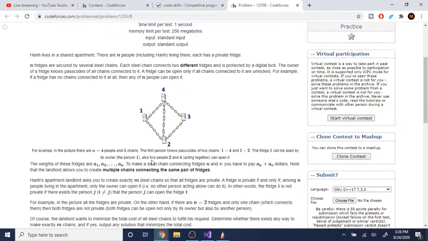You live in a shared apartment. There are n people, oh, including Han. Okay. So there's n people including Han. Each has a private fridge. N fridges are secured by several chains. Each chain connects two different fridges and is protected by a lock. The owner of the fridge knows the passcodes of all chains connected to it. A fridge can only be opened if all chains connected to it are unlocked. For example, if a fridge has no chains connected to it at all, then any of the n people can open it.